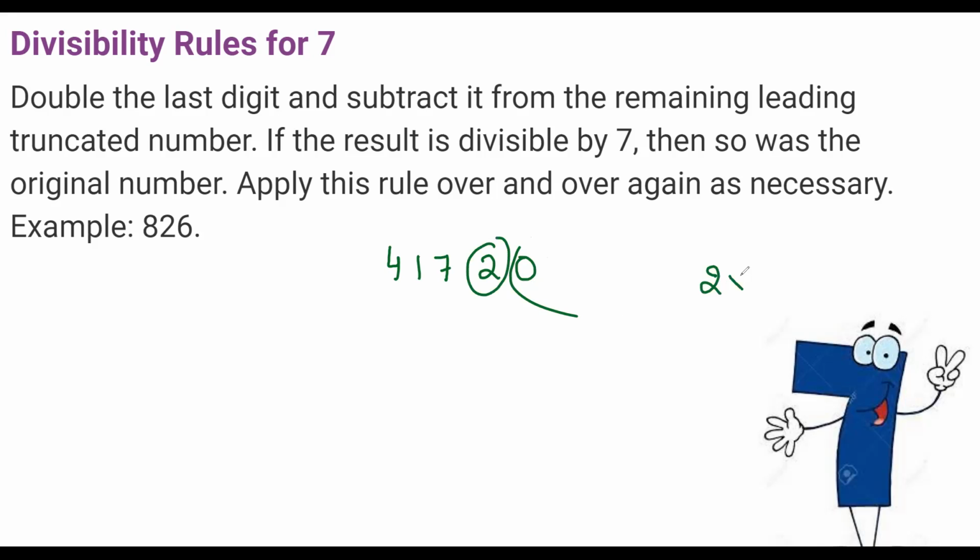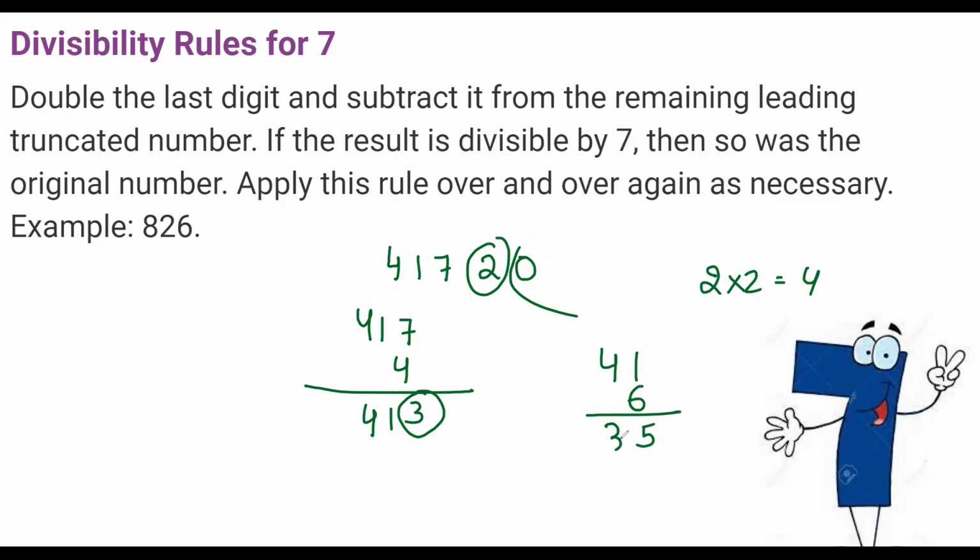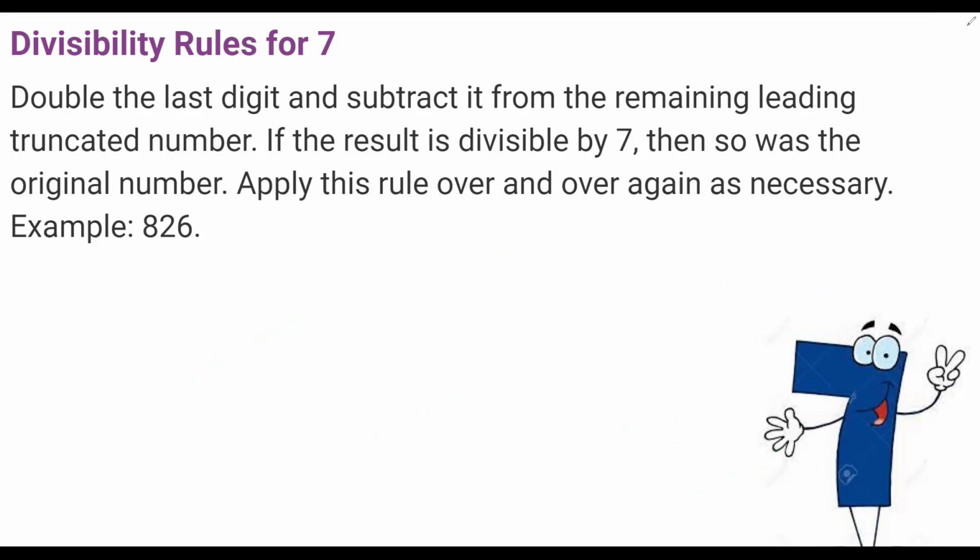So double 2, that is 4. So we are going to subtract 4 from the truncated number. So how much you got? 413. Still you cannot do? Okay, no problem. So 3 you double. So 6, subtract 35. Is 35 divisible by 7? Yes. So the number 41720 is divisible by 7. Very, very important rule and very, very handy rule. Just please note it down.